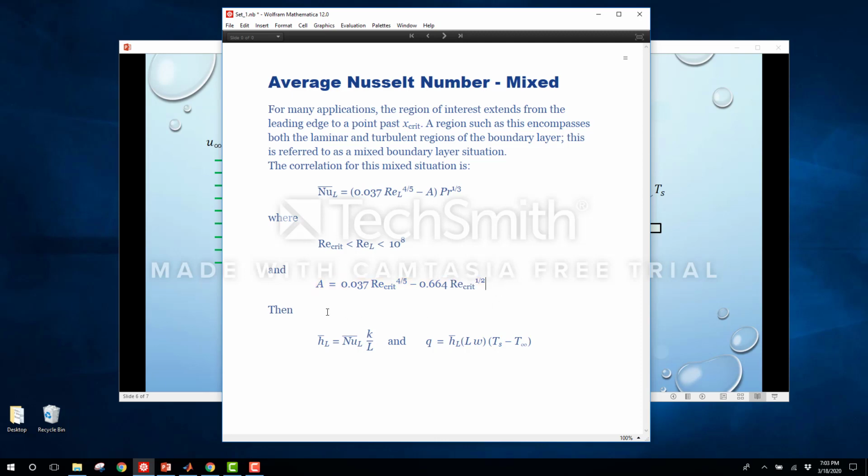And once you've determined this parameter A, you plug that back in here, you get the average Nusselt number for the mixed correlation, and you can again get the average heat transfer coefficient and use that to get the total rate of heat transfer from the plate.